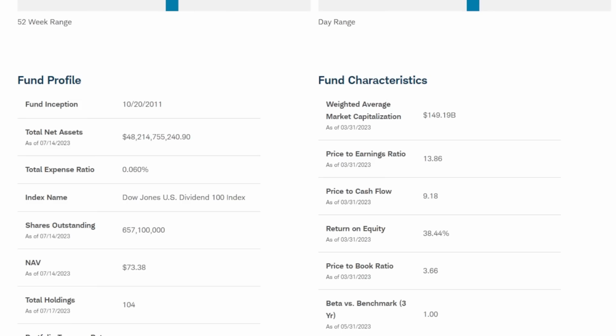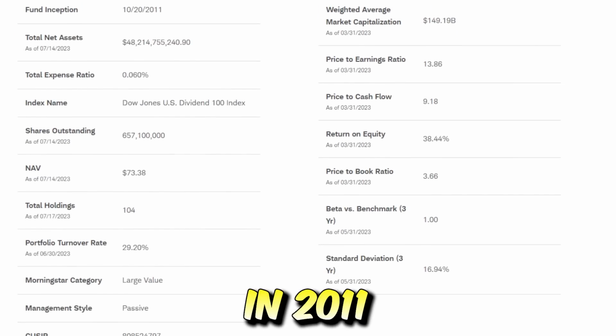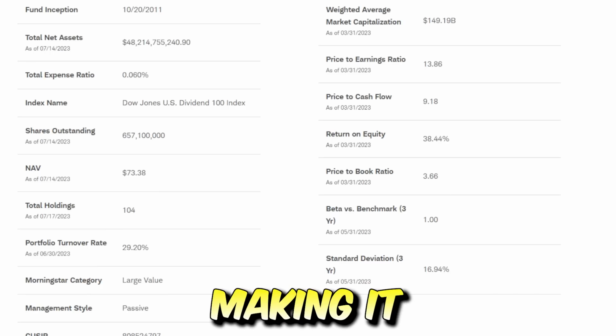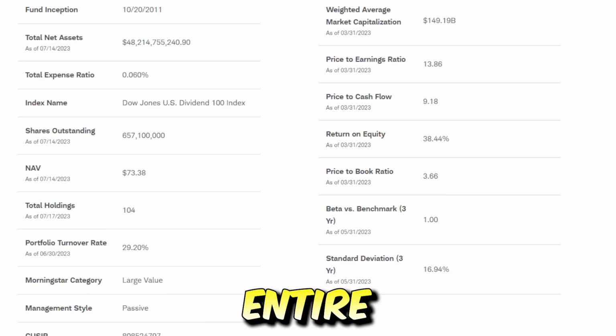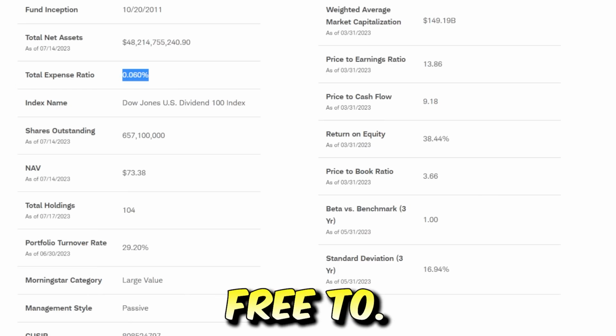Now, some more quick facts about SCHD. The fund was started in 2011 and has over $48 billion in net assets, making it one of the biggest ETFs across the entire market. The expense ratio is super cheap at just 0.06%, which makes this ETF nearly free to hold on to.